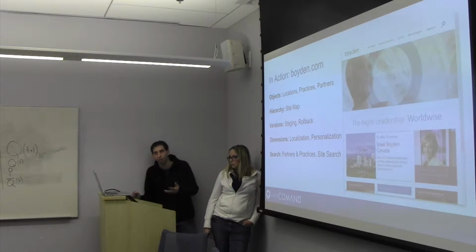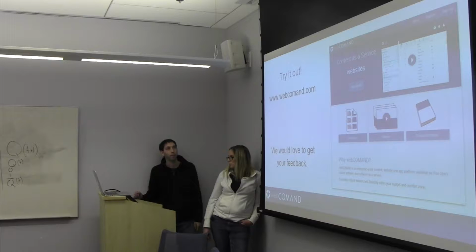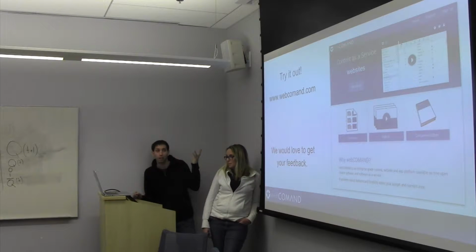They use versioning so they can roll back and make changes and also do staging edits and see how things are going to look before they go to the live site. They use dimensions for localization and also personalization, those market segments that I had mentioned. And they obviously use search, so you can search the site and you can search just a directory of partners, things like that.